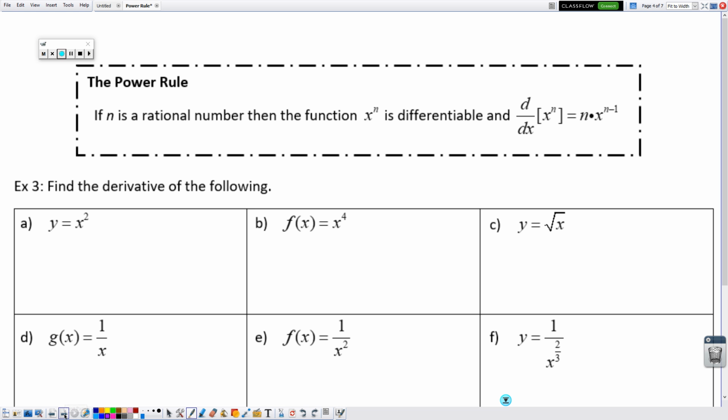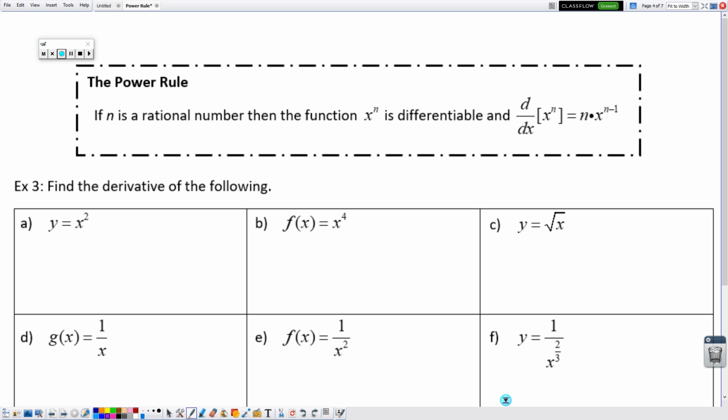Okay? Now what we're going to talk about is the power rule. This is something that you guys are going to really enjoy doing because actually it saves you a lot of work. We will not need to do the limit definition of the derivative anymore because we can just use the power rule. Okay? So it says if n is a rational number, then the function x to the n is differentiable and the derivative is n times x to the n minus 1.